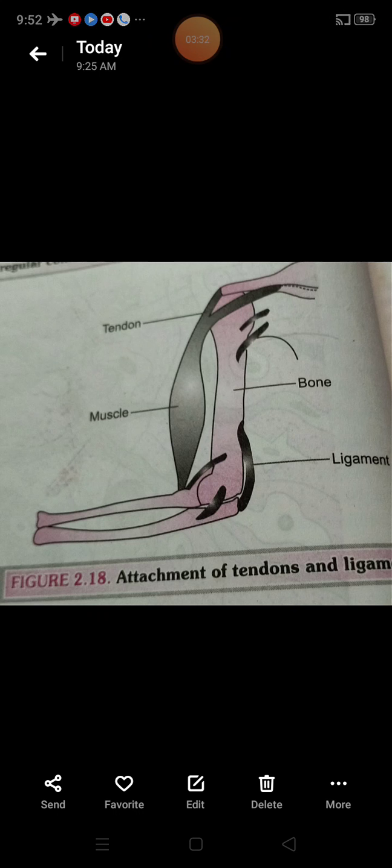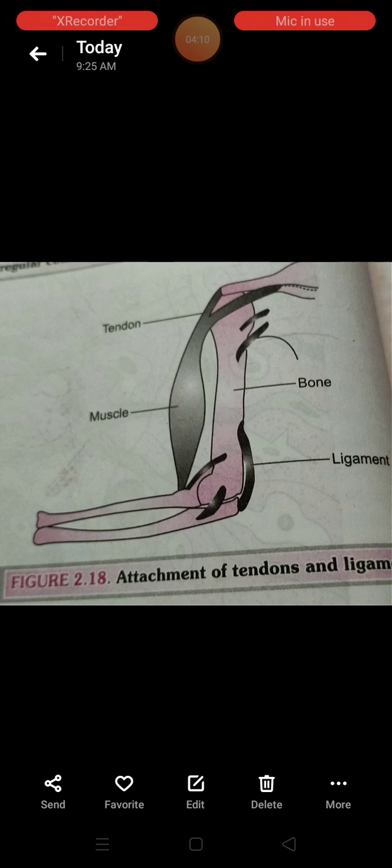Tendon cells are elongated fibroblasts, and here white collagen fibers are bound together by areolar tissue. Next one is ligament. You can see ligament is the attachment of bone to bone. That means every joint is related with the attachment of bone to bone. That means a ligament is present there.